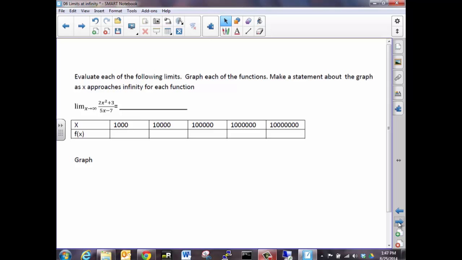Be careful putting these in your calculator now. The numerator needs to be in a parentheses and the denominator needs to be in a parentheses.